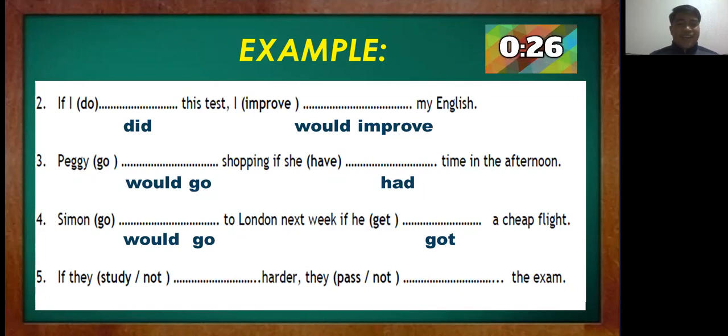Think about your answer. This is in the negative form this time, but I believe this is just like a piece of cake for you to answer. Always remember the formula. After if, past simple, and in your main clause, use would plus verb in the base form or infinitive form. Five, four, three, two, one. Time is up, and it's time for me to reveal the answer.